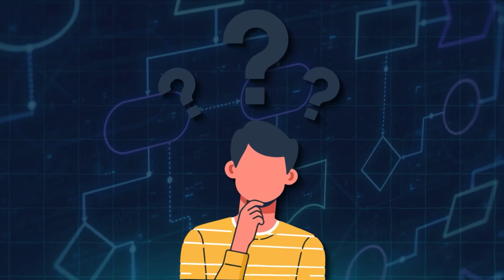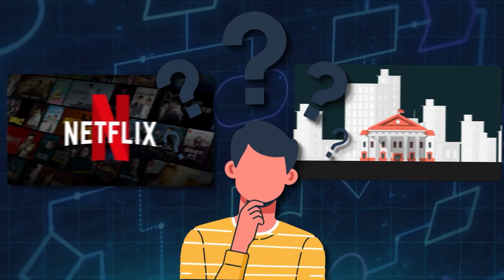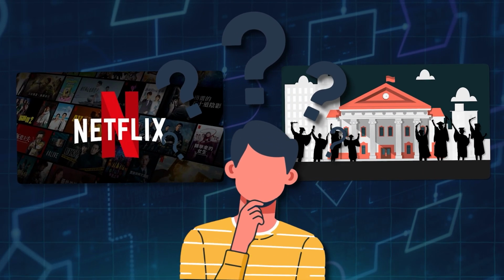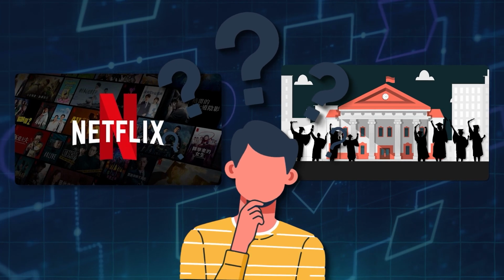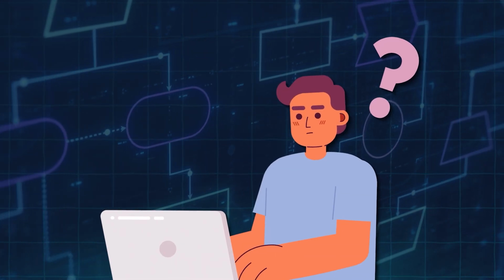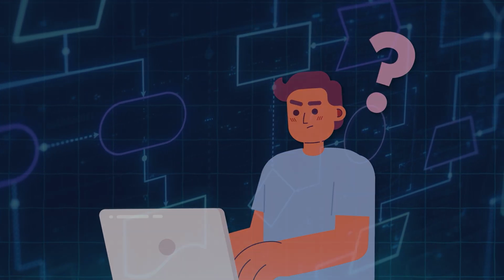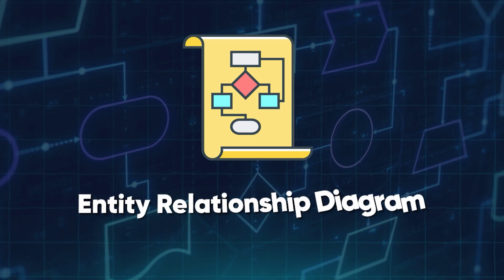Have you ever wondered how massive systems like Netflix or your university manage tons of data without breaking a sweat? What's the secret sauce behind all that order? Well, it's ERDs, yup, entity relationship diagrams.